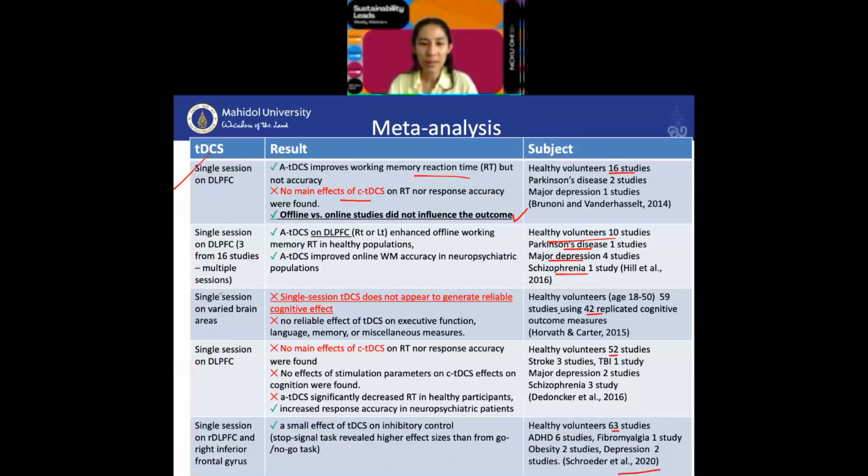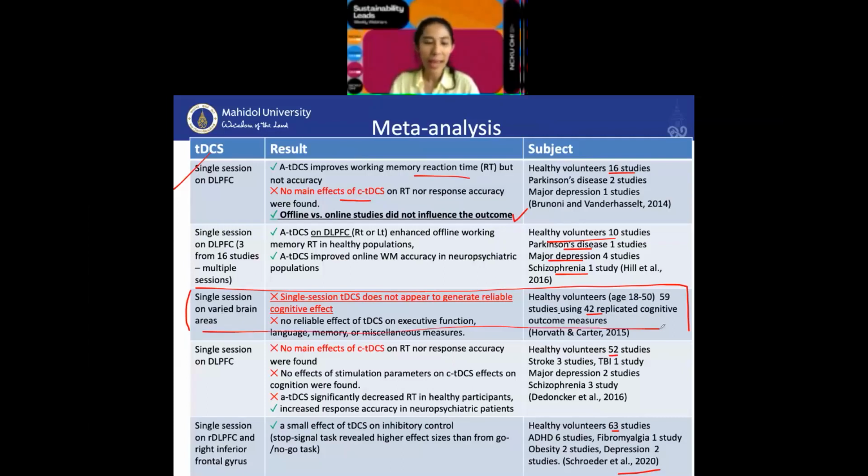And the third one, this is very interesting. This is a big meta-analysis of 59 studies. They found that single sessions of tDCS do not induce benefit on cognitive outcomes in healthy subjects. So from this very big data, I think single sessions may not be a good choice for cognitive impairment in healthy subjects.